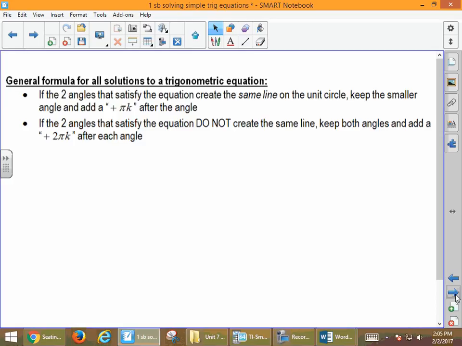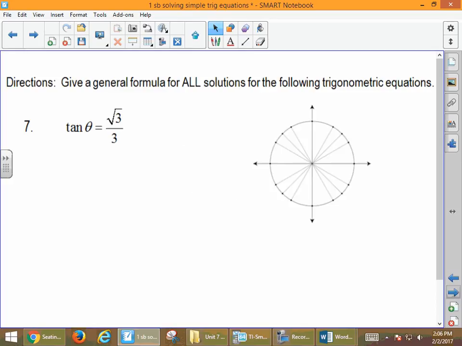So Mr. Jarvis was teaching this lesson this morning, and he referred to it in a really good way. He says, does the line on the unit circle form a diameter? And if it forms a diameter on the unit circle, and we'll see it in the picture here in a couple minutes, then we're going to add pi k. If our line doesn't create a diameter on the circle, then we're going to add 2 pi k after each angle. So you probably are going, what the heck is she talking about? But I hope that I emphasized it a little bit, because, so here's the picture.